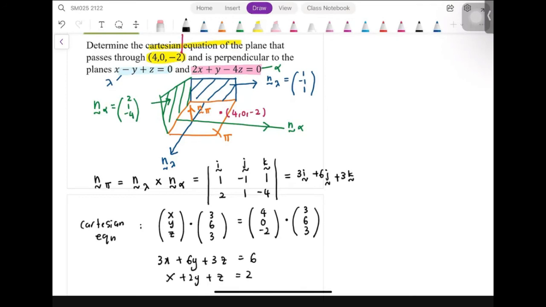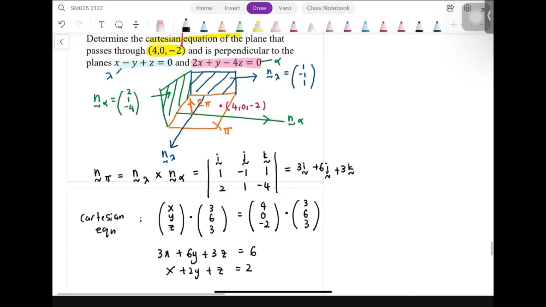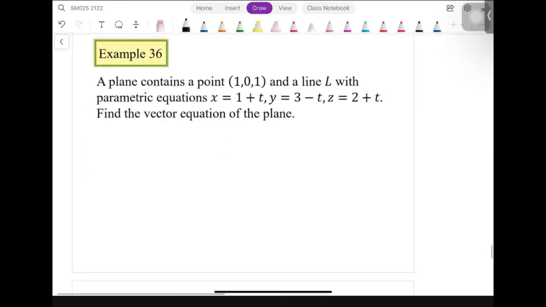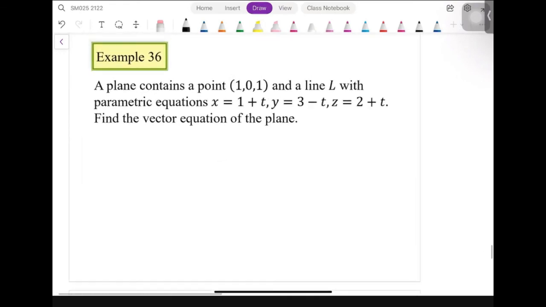Okay, settle. So, saya proceed kepada next example. Okay, soalan last untuk hari ni. Sebab saya rasa dah tenat dah kepala tu. So, kita pergi last pattern untuk equation of a plane.